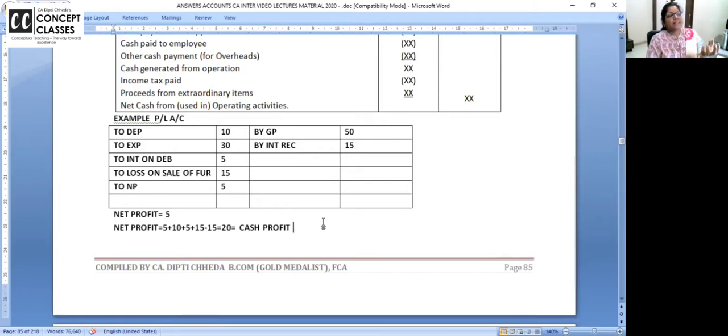Operating activities से कितना cash आया, investing से कितना आया, financing से कितना आया, right? So then I have got a cash profit of 20 rupees. And indirectly, if you see, this cash profit is nothing but 50 minus 30, that is 20. All clear to all of you? Have you all noted down this as an example in your booster notes? Yes? Right. Okay, great.